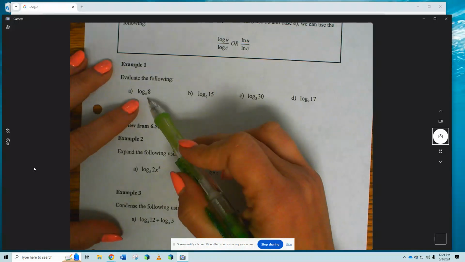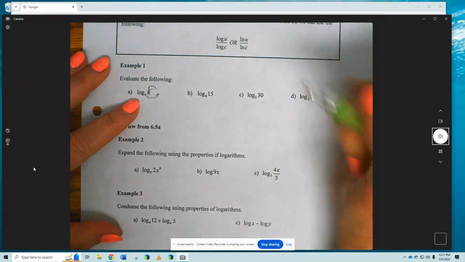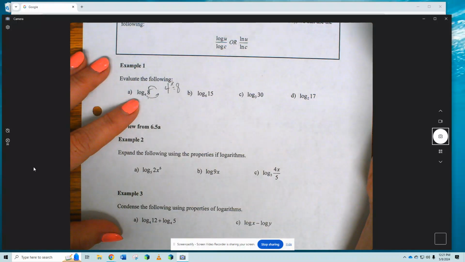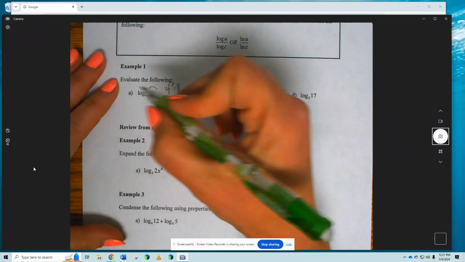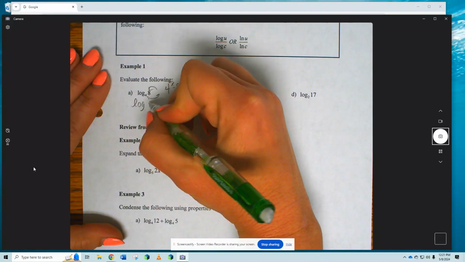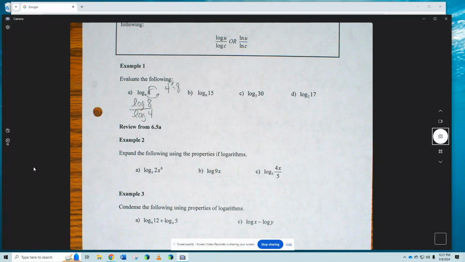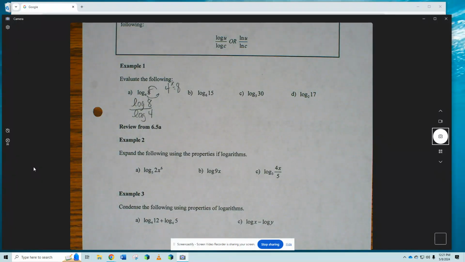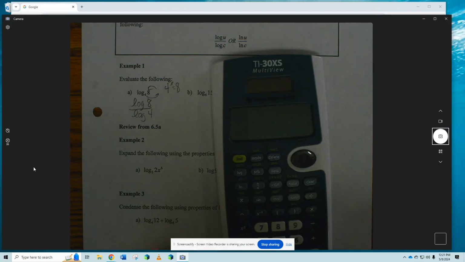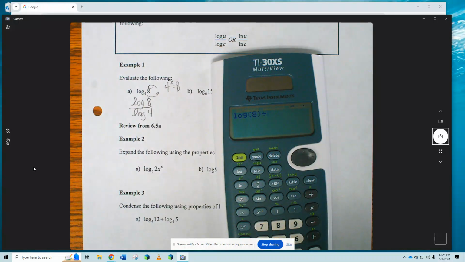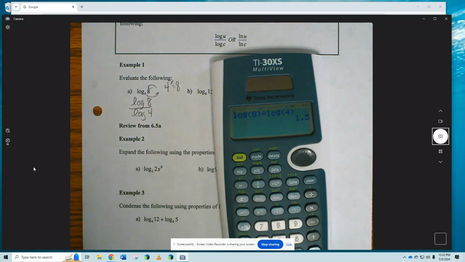Here's this one. 4 to the something equals 8? We can't do that. So I change the base. You make the 8 the numerator, and you make the 4 the denominator. Can you guys put that in your calculators? Log 8 divided by log 4. Push the log button, log 8, close parentheses, please, divided by log 4, close parentheses, please. The answer is 1.5.